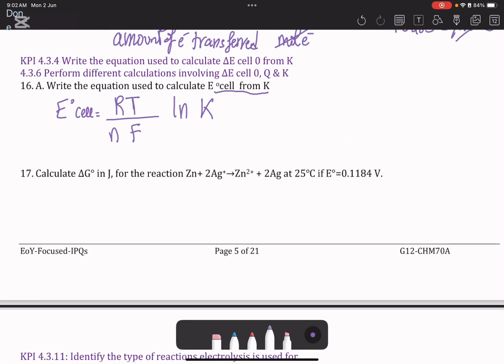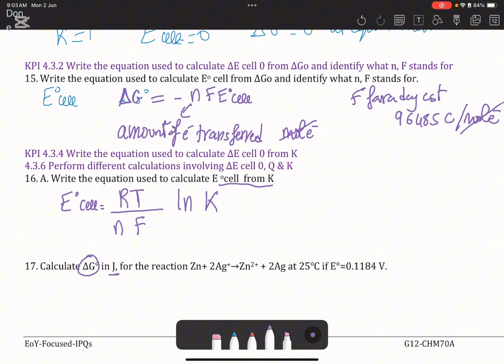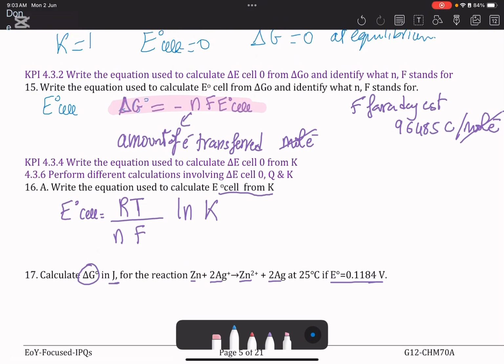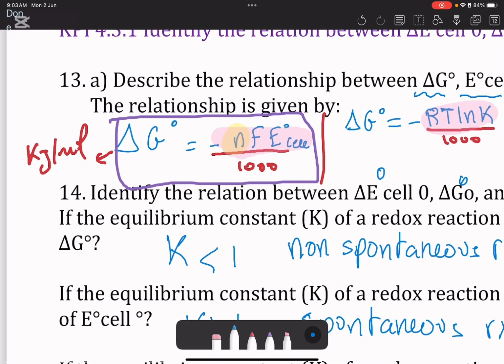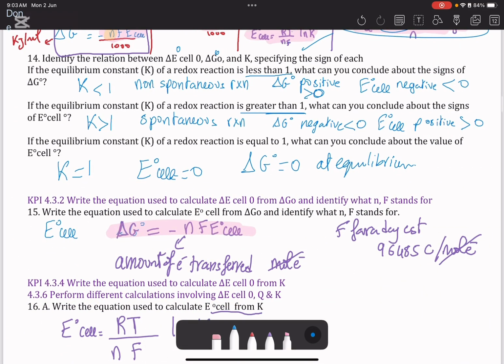Now let's see how we use these formulas. Calculate delta G in joules. Usually we calculate delta G in kilojoules. Here they are telling us to get it in joules. I'll explain why. For the reaction of zinc and 2Ag plus giving Zn2 plus and Ag, given the E cell, we are going to deal with this formula. Here I mentioned that you need to divide by 1000. That is because you need to get the delta G in kilojoule per mole.